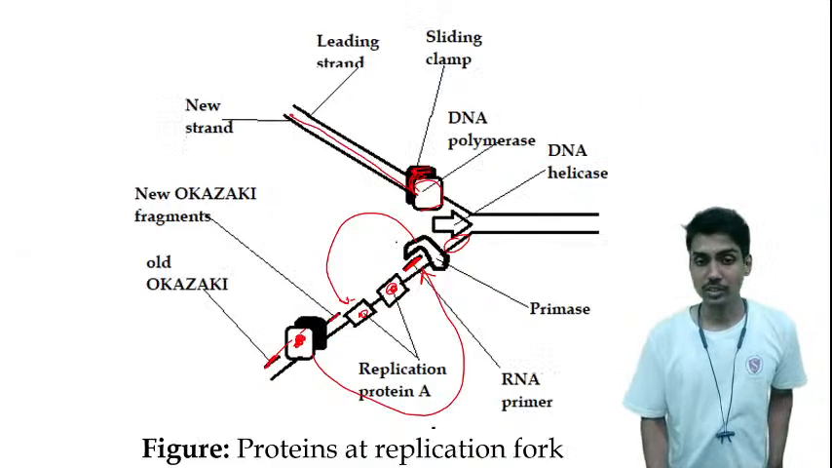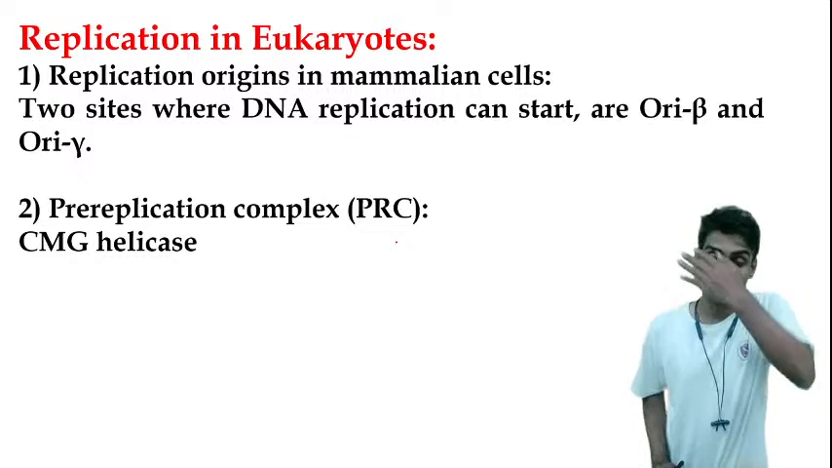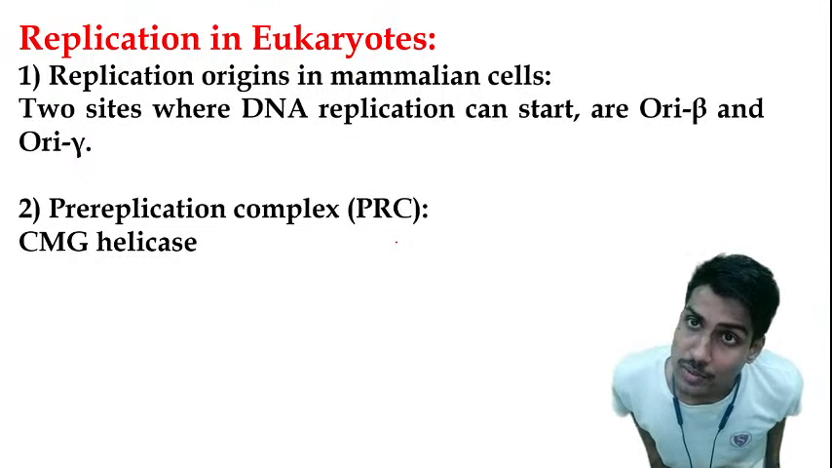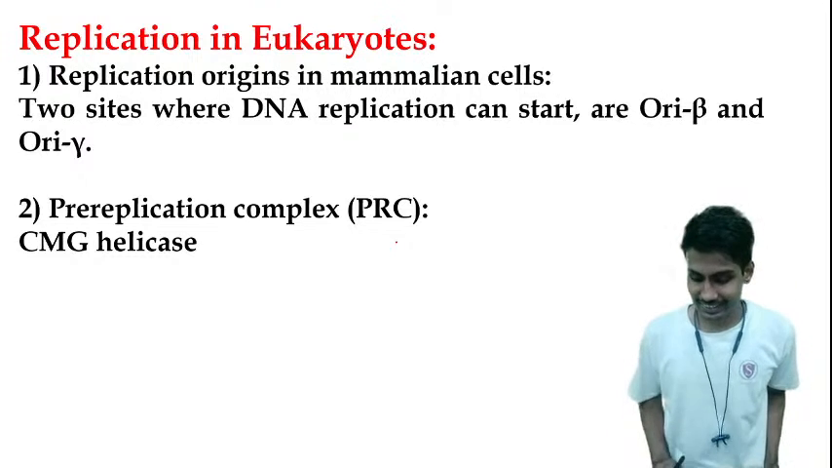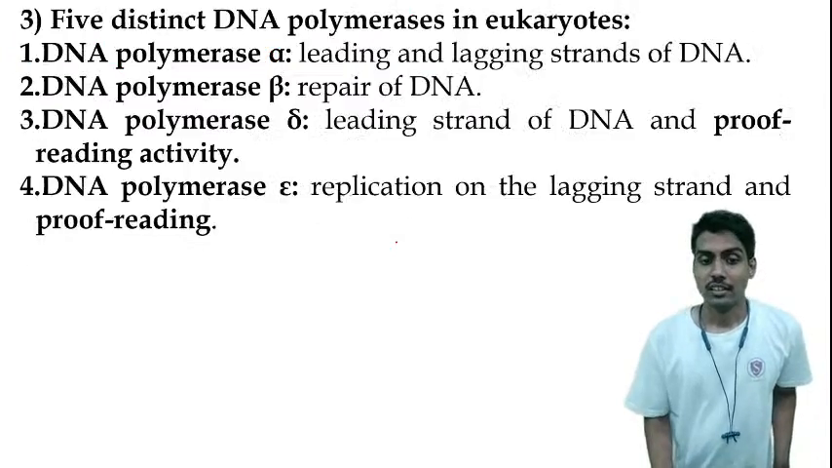Now these are the proteins we have already seen. Now let's see what happens in the case of replication in eukaryotes. Okay. So topoisomerase 2 releases tension. Yes, there are different types of topoisomerases. That will come.